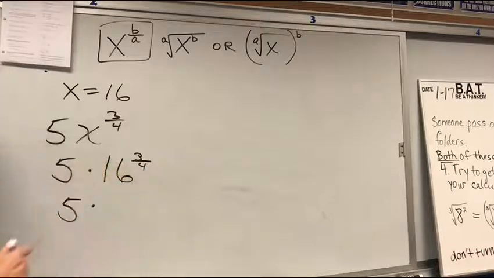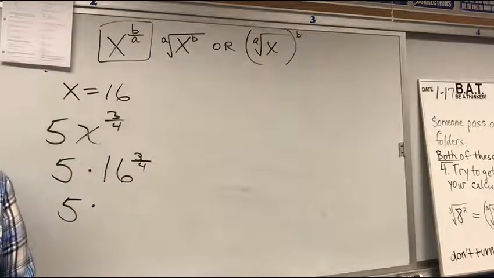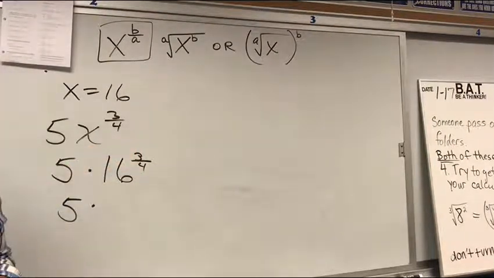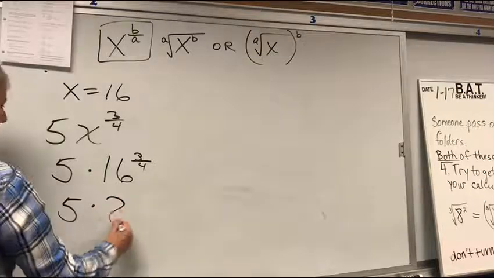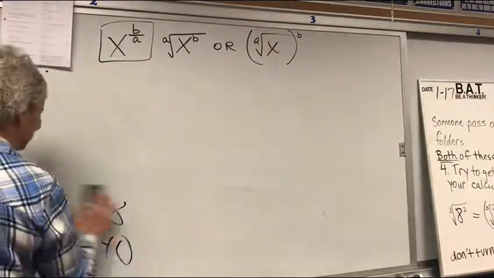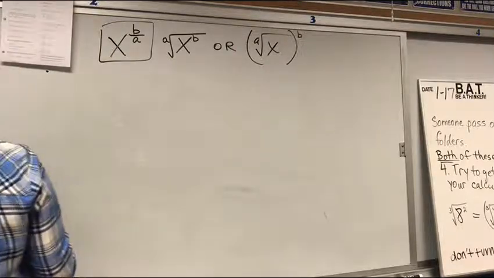The 4th root of 16. Something times something times something times something is 16. 2. 2 to the 3rd power. Hey, I was only half wrong. Okay, let's talk about variables.